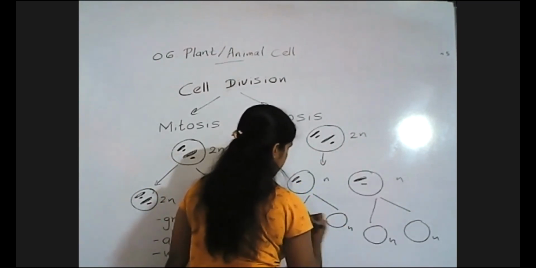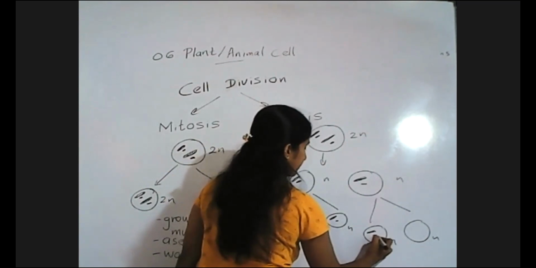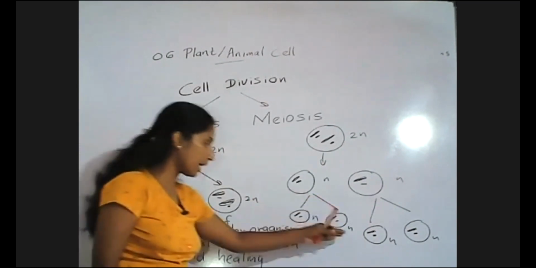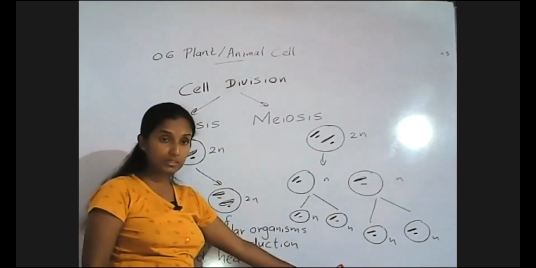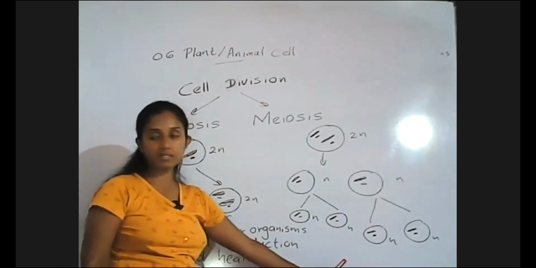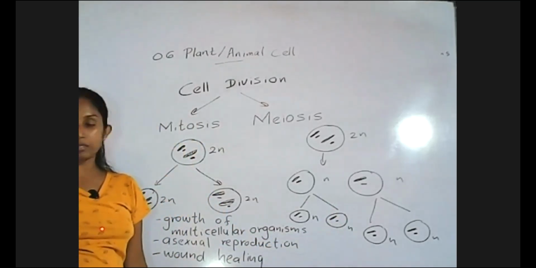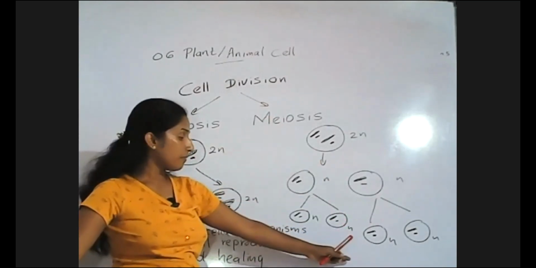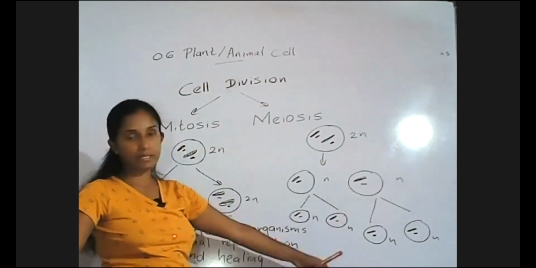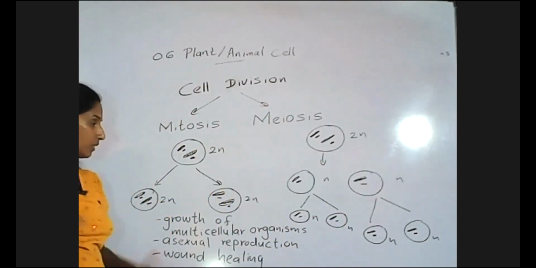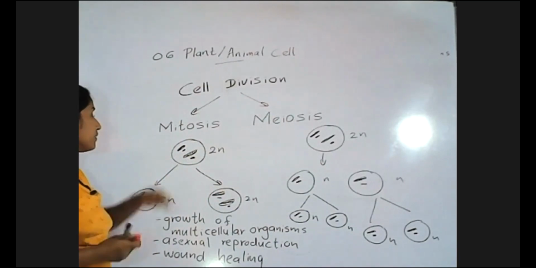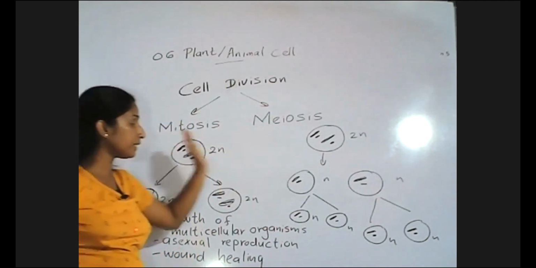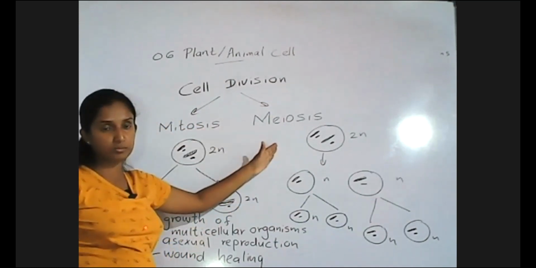This happens mainly only in sexual reproduction, when making gametes in animals, or when making pollen in plants. So meiosis goes on only when making gametes in plants and animals. And the importance here is that you have to remember the differences, a comparison between mitosis and meiosis.